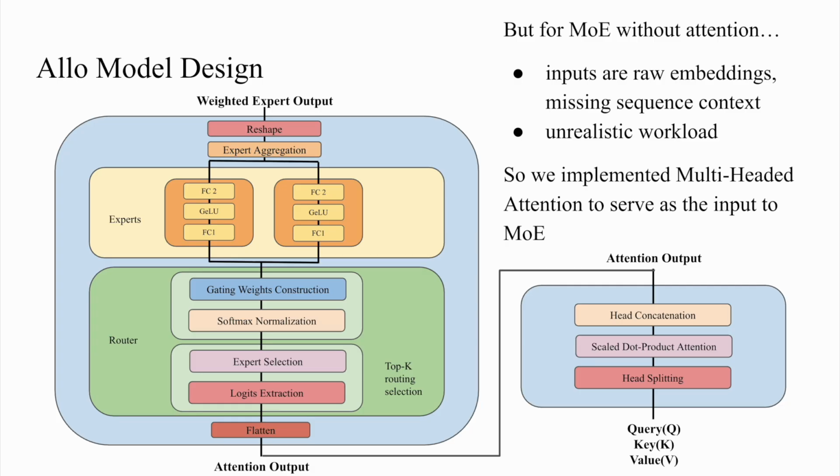At first, we just implemented MoE using a randomized matrix as input. However, we realized that for MoE without attention, inputs are raw embeddings, missing needed sequence contexts. Also, it is an unrealistic workload as nobody will run MoE on its own. So we also implemented multi-head attention to serve as MoE's input.